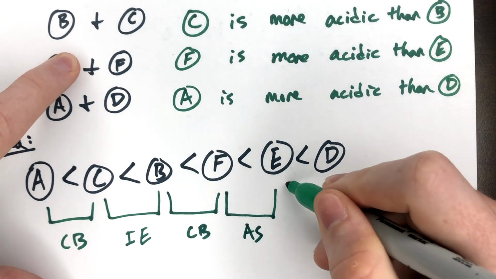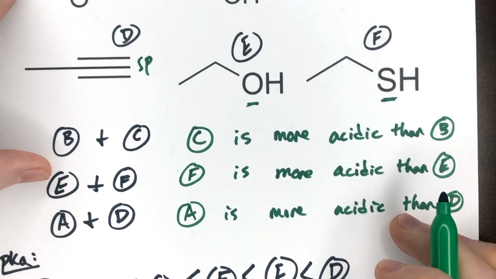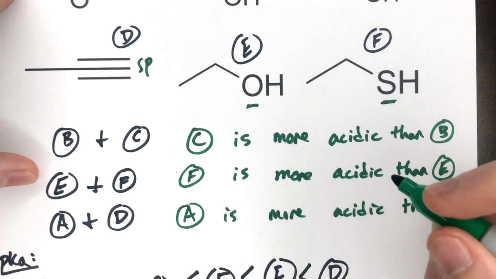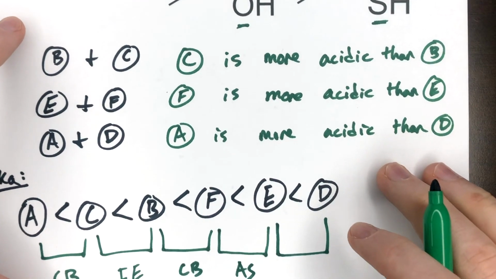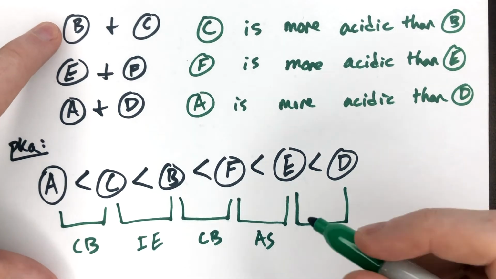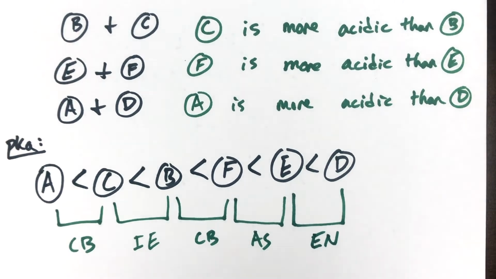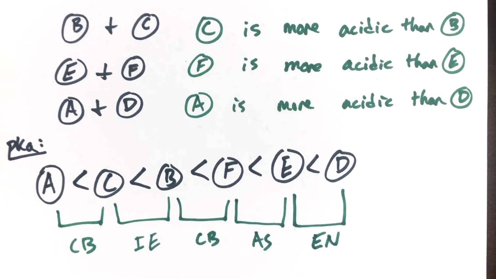And then lastly, E compared to D, it's simply that E has electronegativity bound directly to that hydrogen, where D only has hybridization, which is less of a contributing factor to acid strength. So this is simply that E has an electronegative atom, whereas D does not. So hopefully that makes it very clear how you go about this process. It's very stepwise in ranking the acid strength.